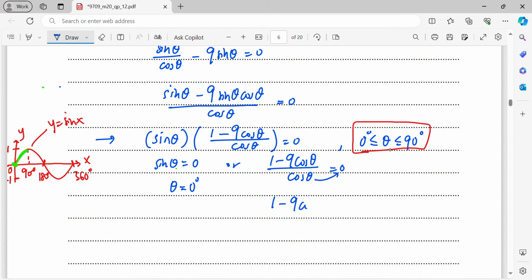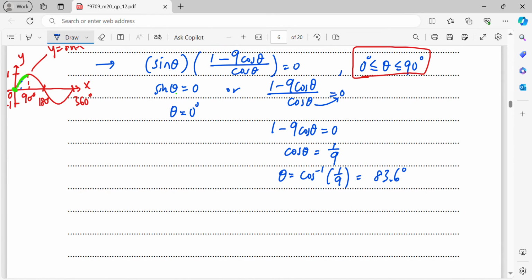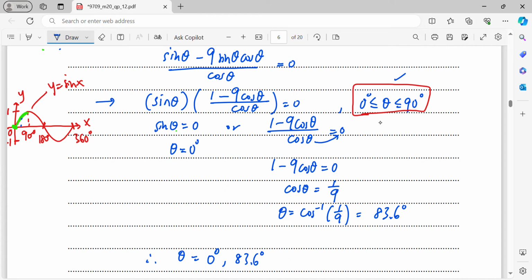So for the next one, I will just move up this cos theta. So I will get the numerator equals to 0. Therefore, cos theta will be 1 over 9. So when cos theta equals to 1 over 9, again it is in first quadrant, so you can just use your calculator. Theta is inverse cos 1 over 9. That is going to be 83.6 degrees. So then from here, I will just write my theta basically 0 degrees and 83.6 degrees. So that's all for the working of this question.